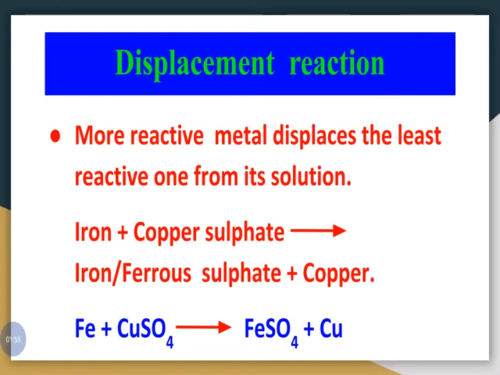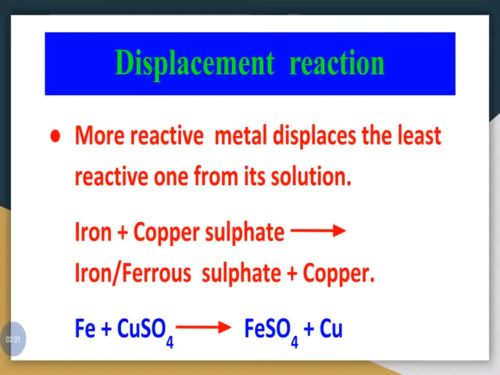And on top of the iron nail, you can see a reddish brown coating. This indicates the formation of copper. The pale green color indicates the formation of ferrous or iron sulfate. Here, the exact reaction is, we know iron and copper are metals. So here copper is combined with sulfate to form copper sulfate. It's a solution. Here, the more reactive metal displaces the less reactive metal from its solution.